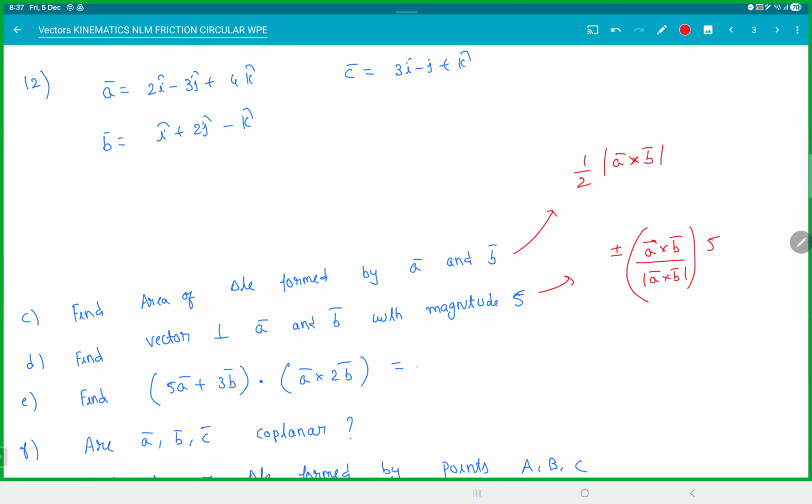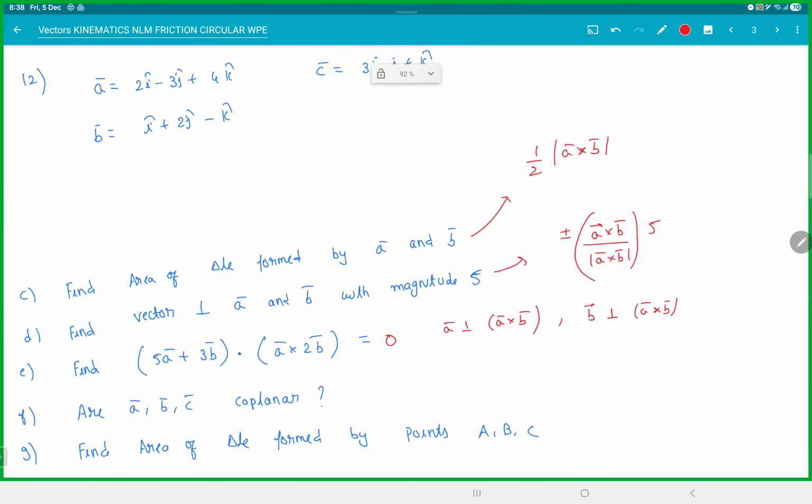What about this thing? A dot A cross B vector is what? Here A is perpendicular to A cross B. B is also perpendicular to A cross B. There's no need to solve, only that. And if two vectors are perpendicular, dot product is 0. How do you check for coplanarity? The box product A, B, C, if it is 0, then coplanar. Right? If box product is 0, then coplanar.